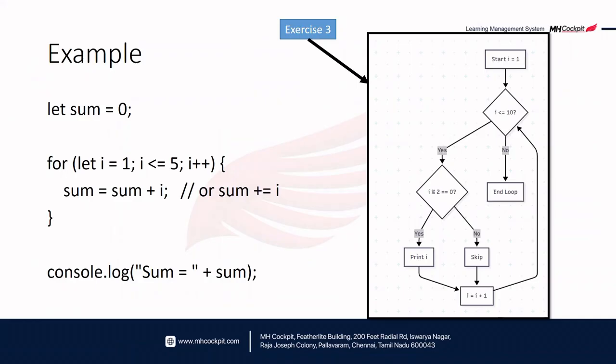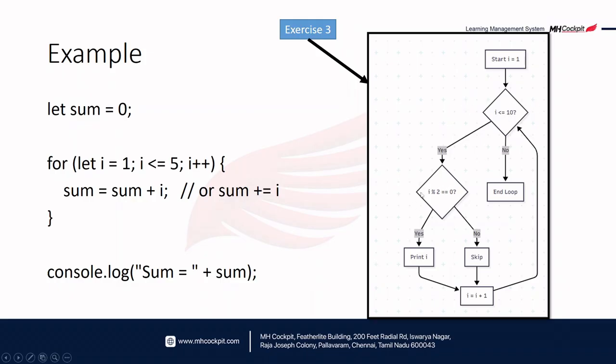Now let's move on to the next one, exercise 3. I have given a flowchart here, and based on this flowchart you have to create a for loop. I am starting by initializing the incrementer i equal to 1, and the condition is i less than or equal to 10, so 10 iterations will execute.